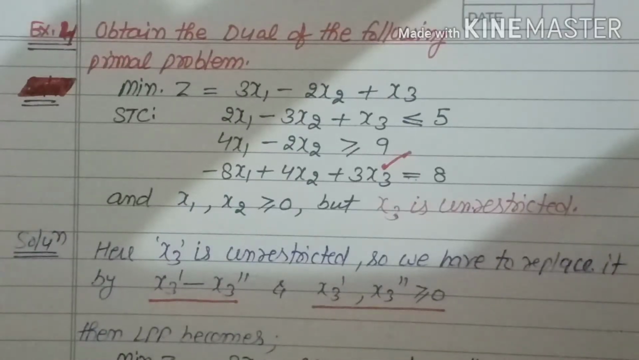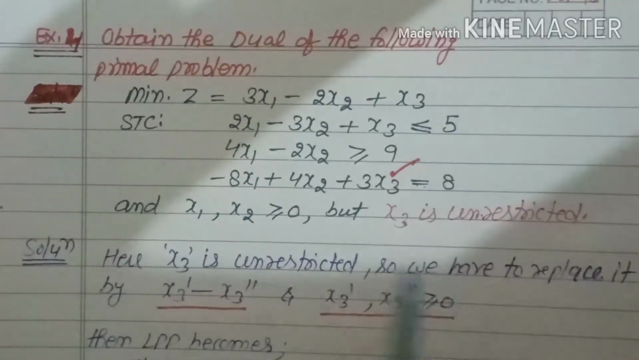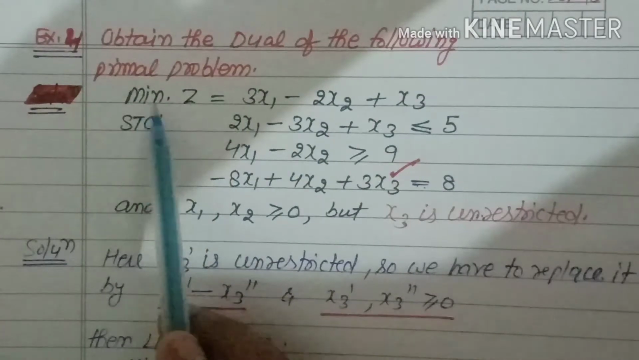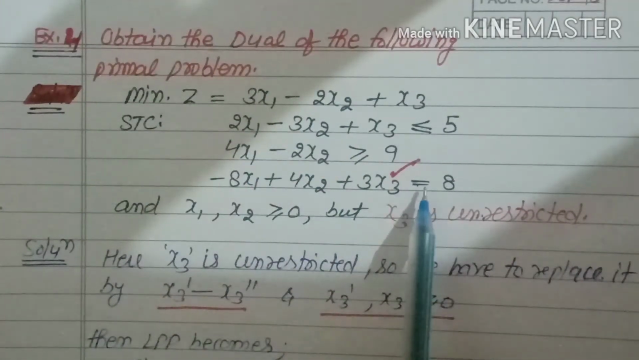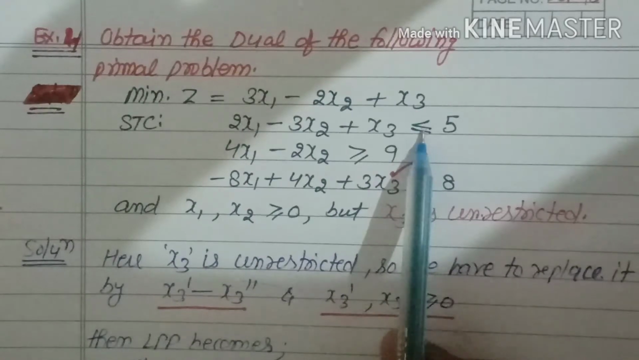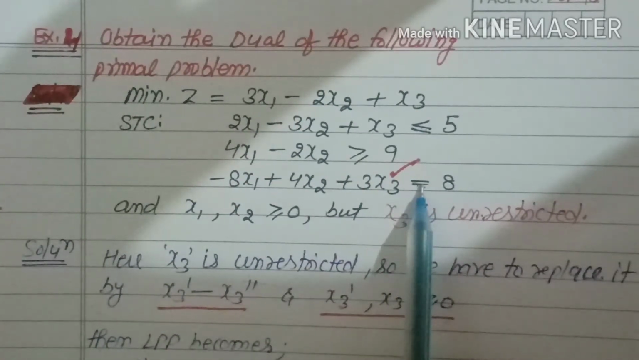Now let us consider one more example, and most of the concepts are involved in this example. The question is: obtain the dual of the following primal problem. Here the objective function is of minimization type, and these are the different constraint equations. Here you will see that this is a mixed constraint type LPP, because this symbol is of less than or equal to type, this symbol is of greater than or equal to type, and this symbol is of equality.